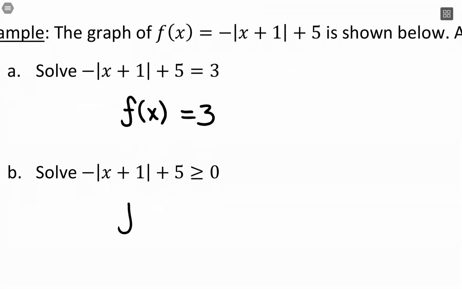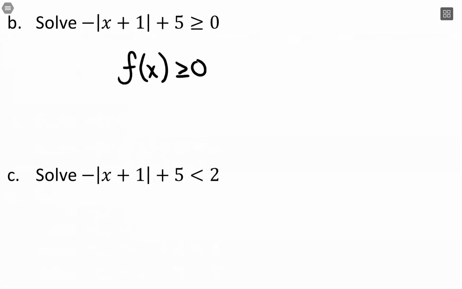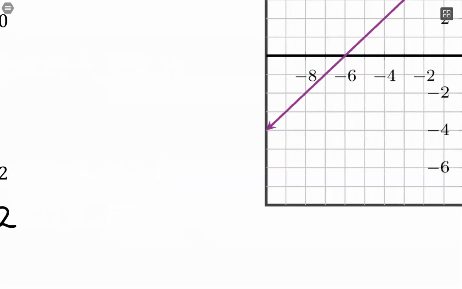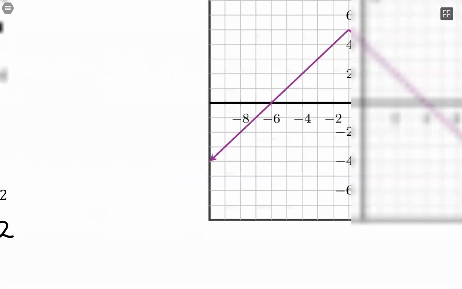This is the same thing as solving f of x is more than or equal to 0. This is the same thing as solving f of x is less than 2. So if the notation seems confusing with having the actual absolute value function in there, you can just substitute it with our function. Or maybe it makes more sense to see the function written out, because then you can see how our graph is coming through.